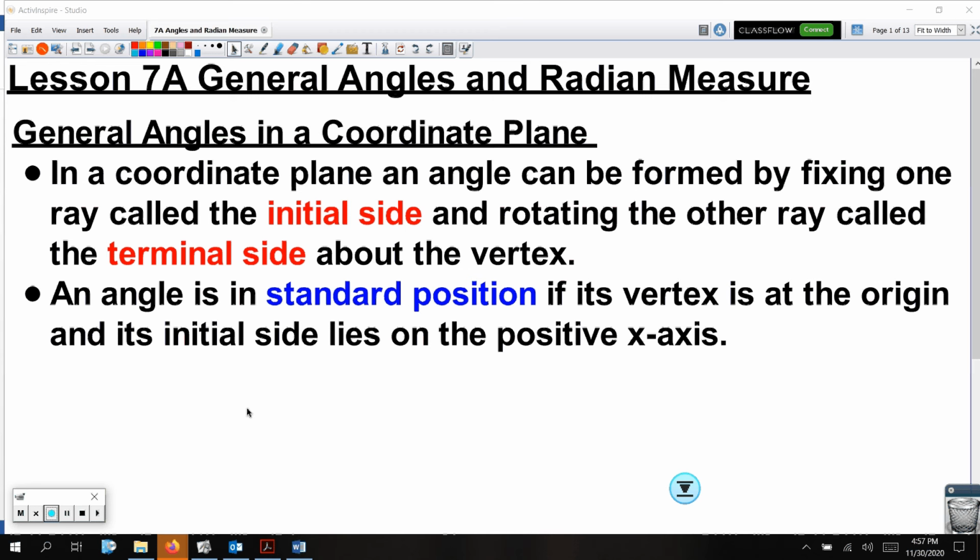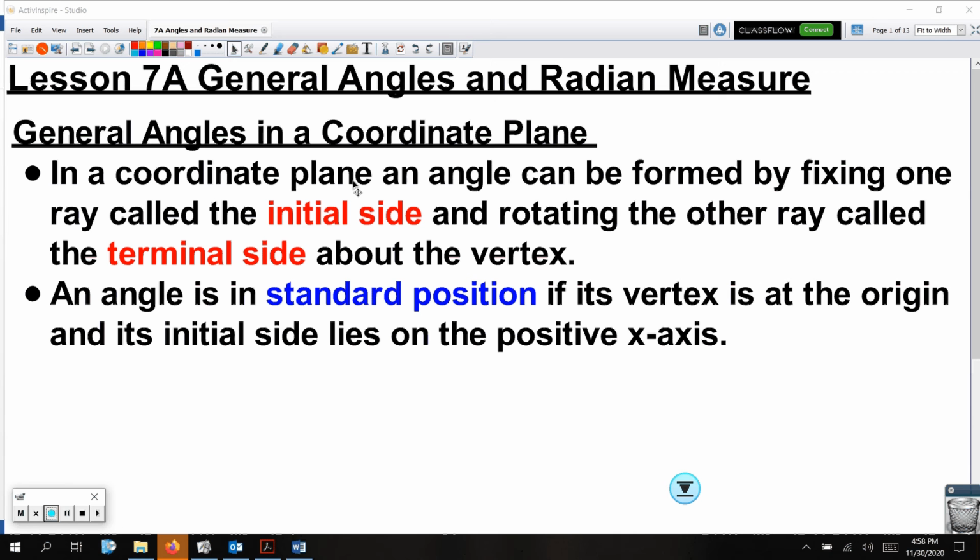So they're kind of unrelated, but it's a little like advanced topics in math that you might experience when you go to Algebra 2 or beyond. So let's get started. First, I want you to write down the definitions here. So we are talking about general angles in a coordinate plane.